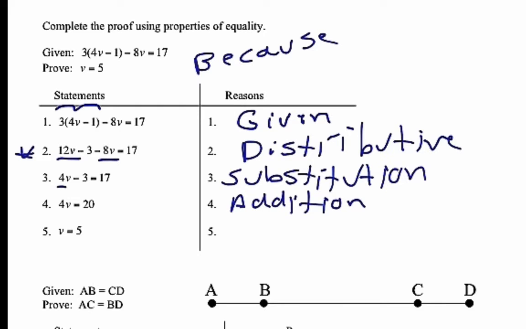And then the last step was I divided both sides by 4, so v equals 5 because I can use the division property. So that's what that proof would look like, and that's what the explanation would sound like if you were to hear it.